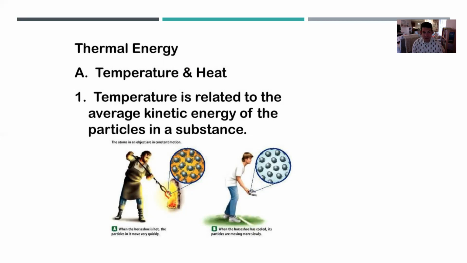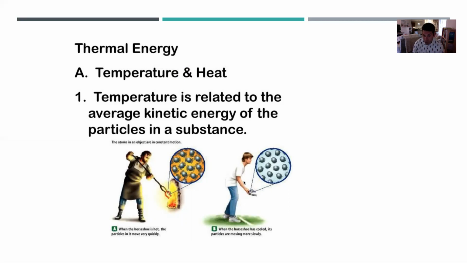So here we have a guy who's using iron, and he's making a horseshoe, and we can see it's glowing red, it's in the fire. That means that those solid particles, they're vibrating very quickly. All right, they're in motion, and their motion has to do with their temperature, and that horseshoe, it is red hot. You would not want to touch it.